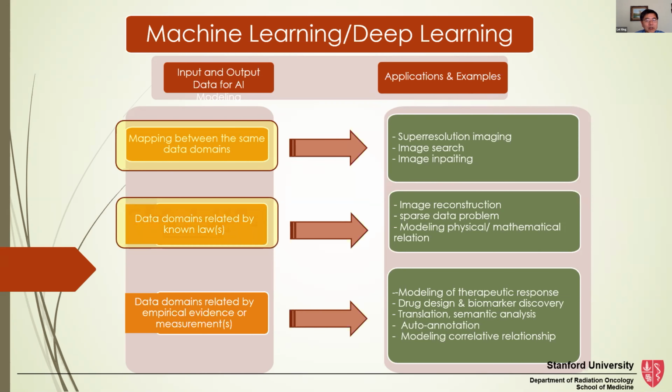So in the second category, the data between input and output belong to different domains, like image reconstruction. That would be a good example, right? You measure the data and then you map that to image domain. So there the problem is slightly more complex because you have to change the domain.